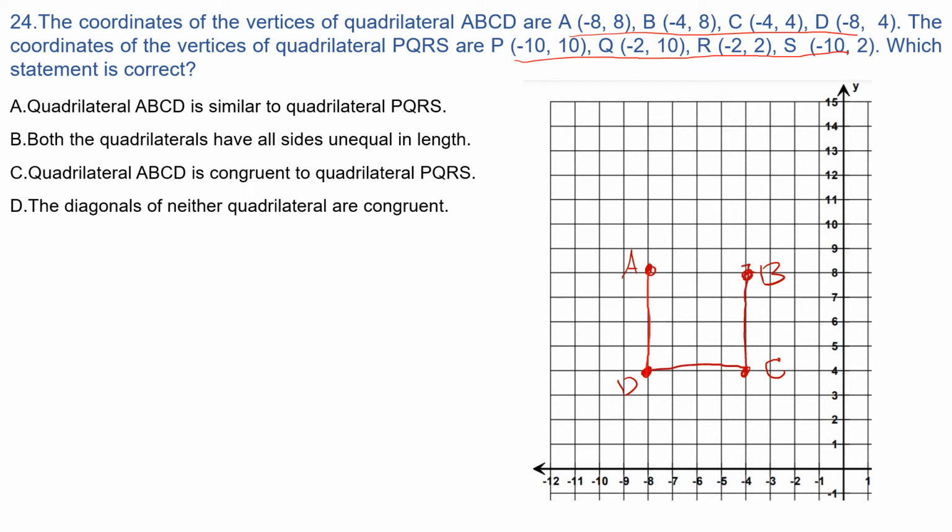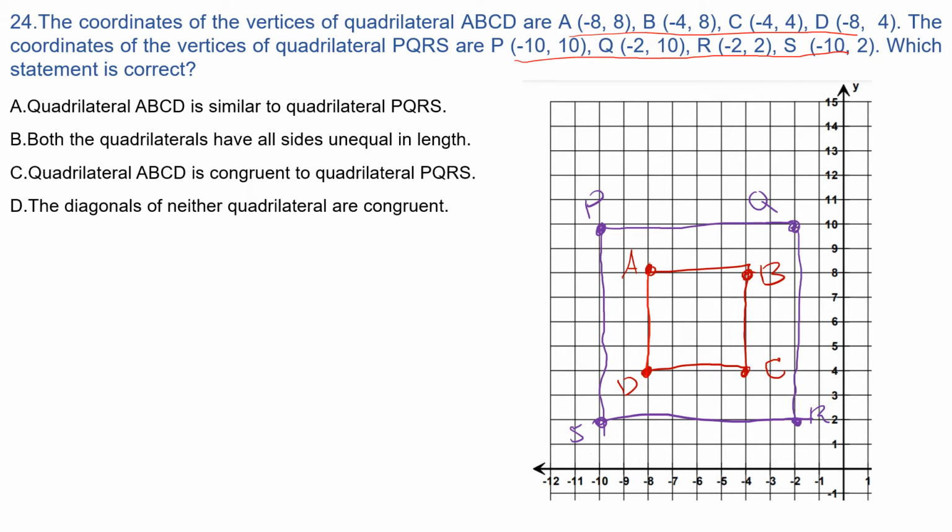Okay. All right, and so next we're going to plot PQRS. So P is negative 10, 10, which would be here. Q is negative 2, 10, here. P, Q. No, R is negative 2, 2. And S is negative 10, 2. All right, so let's just connect these lines here. Trying to draw them straight, not really working.